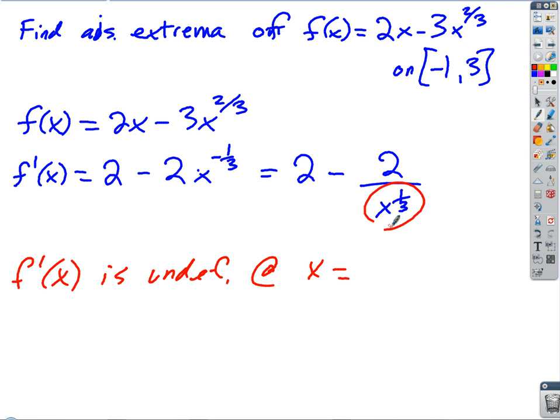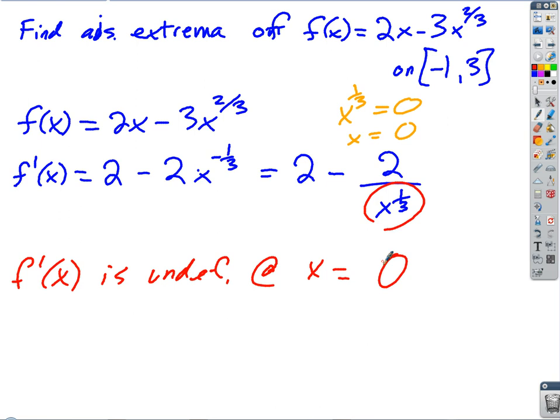Now, where is x to the 1/3 equal to 0? Because wherever that equals 0, that thing's got to blow up. You can't have 0 on the bottom. Well, x to the 1/3 equals 0 when x equals 0, right? And if I wanted to prove that, I would just solve x to the 1/3 equals 0. If I cube both sides, I'm going to get x equals 0 cubed, which is 0, right? But we didn't have to do that. So we know x equals 0 is one critical number.